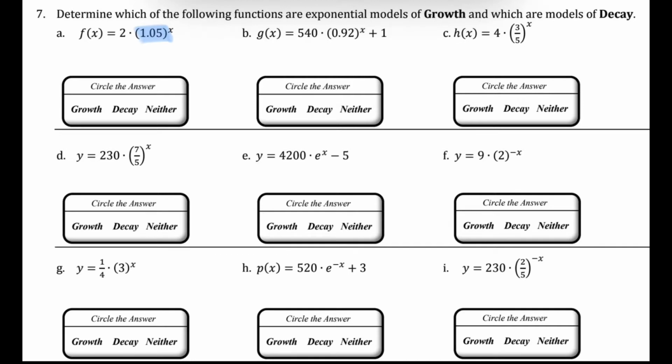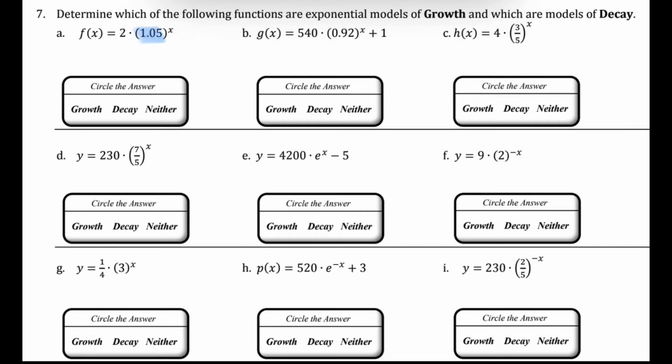So remember, if we looked at this as an equation, this would be y equals a times b to the x. So anytime b is greater than 1, we're going to have growth, and anytime b is smaller than 1 but greater than 0, we're going to have decay. So that's something we want to jot down and keep in mind because we're going to be using that for these 9 examples.